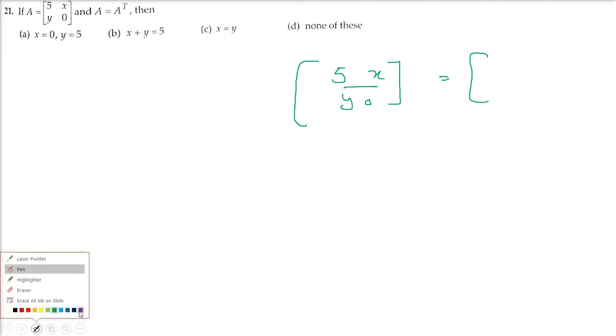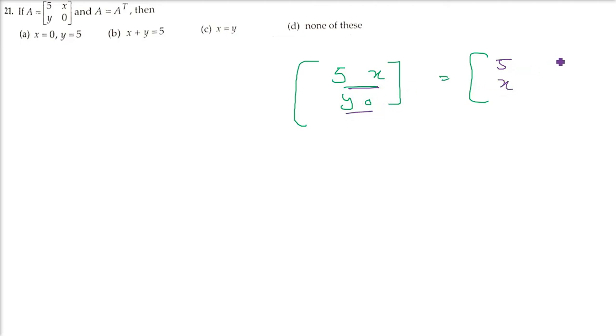Now A is given as [5, x; y, 0] and A is equal to A transpose. So what we have to do? A is A transpose. So let me do it. [5, x; y, 0] is equal to the transpose. Transpose is what? Row will be column. So the first row will be the column, 5, y, and this will be x, 0.